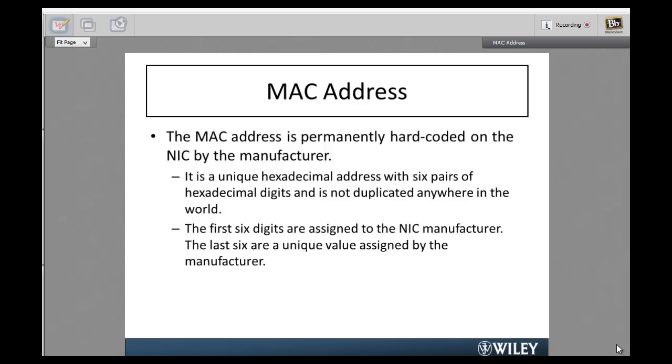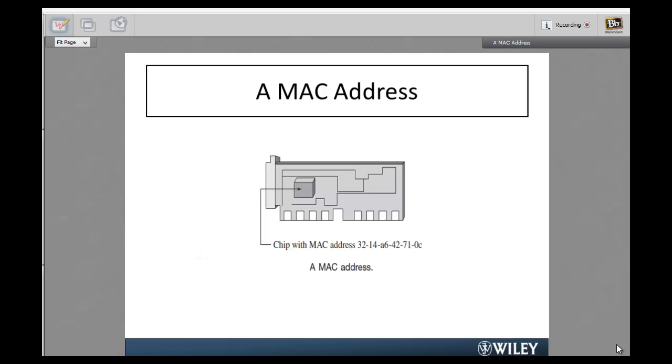There, with the 6 pairs of hexadecimal digits, and is not duplicated anywhere. The first 6 digits are assigned to the NIC manufacturer, and the last 6 digits are a unique value assigned by the manufacturer. Okay, so if you divide the MAC address by 2, the first 6 will describe the manufacturer, the ID of the manufacturer, and the other numbers will be assigned as a unique value to the device.